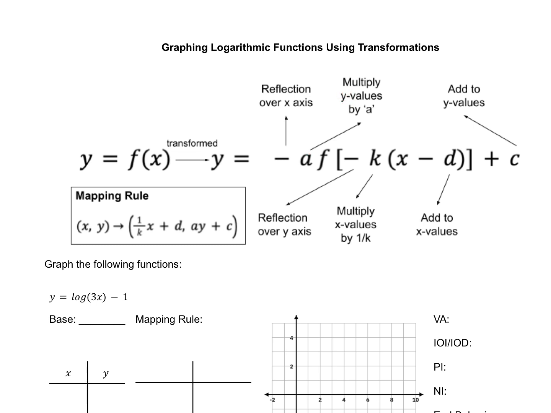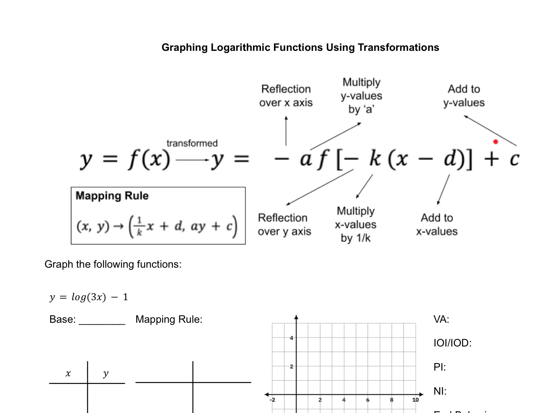So whatever you see is what you get. If the a value is 2, you are stretching because you are making the values bigger. If your a value is a third, you're compressing because you're making your values smaller. And if the a value is negative, you're also reflecting over the x-axis.